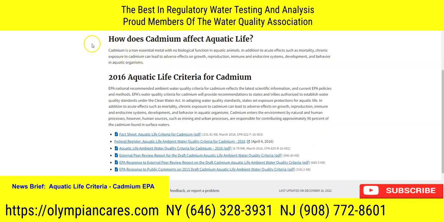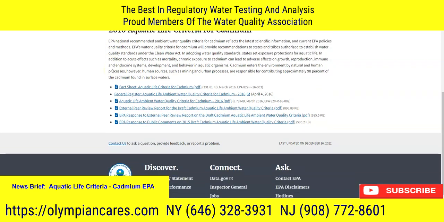Now, how does cadmium affect aquatic life? Well, it's a non-essential metal with no biological function in aquatic animals. In addition to acute effects such as mortality, chronic exposure to cadmium can lead to adverse effects on growth, reproduction, immune and endocrine systems, development, and behavior in aquatic organisms.